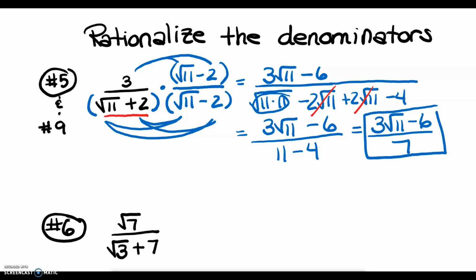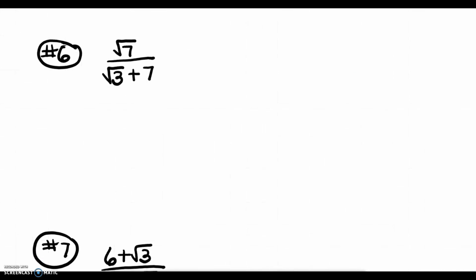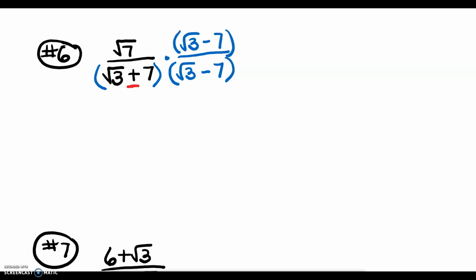All right, so this problem is very similar to number 5 and number 9 on your worksheets. So let's try another one. We will multiply by the conjugate of the denominator. Again, add your parentheses. Radical 3 and a 7. This guy here has a plus, so my conjugate's going to have a minus. Radical 3 minus 7. So when I multiply by radical 7, I'm going to distribute. I'm going to get radical 21 minus 7 radical 7.